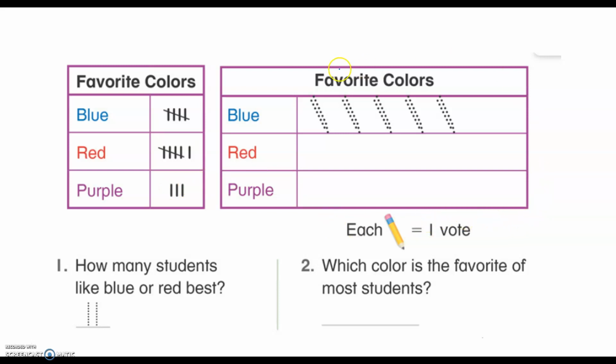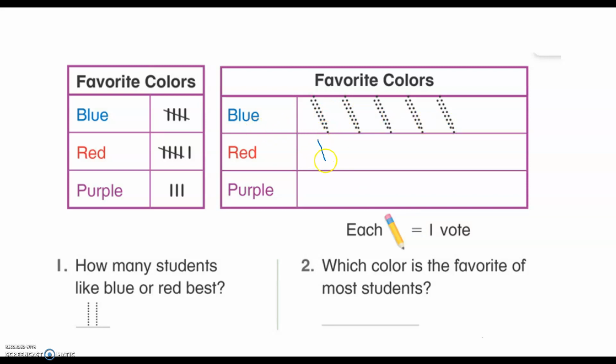They've started your picture graph for you. So the title's already there, favorite colors. They've listed the 3 colors, blue, red, and purple. They've also already made your key, so each pencil is going to equal 1 vote. So they've already drawn 5 pencils for blue.